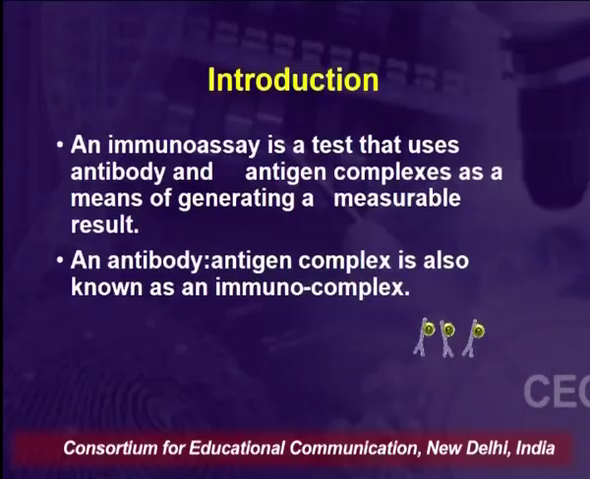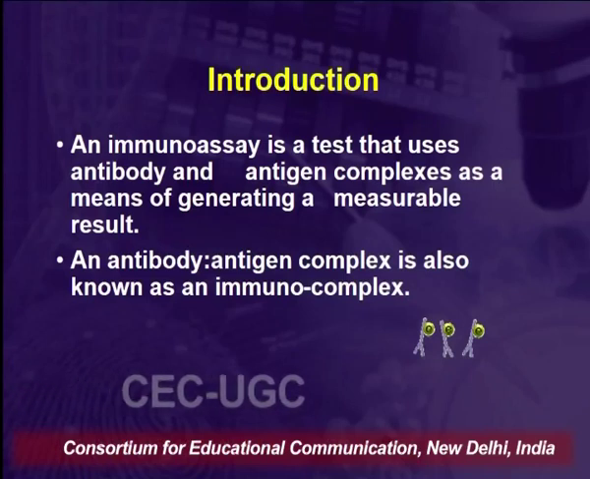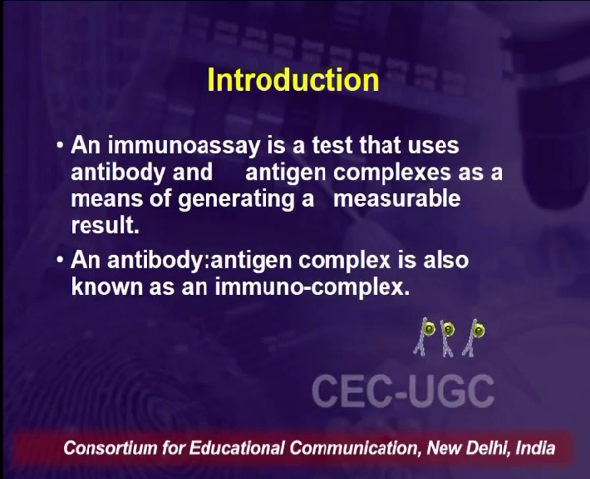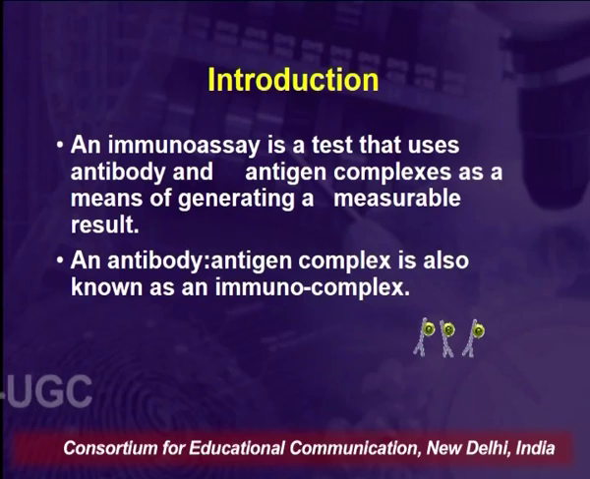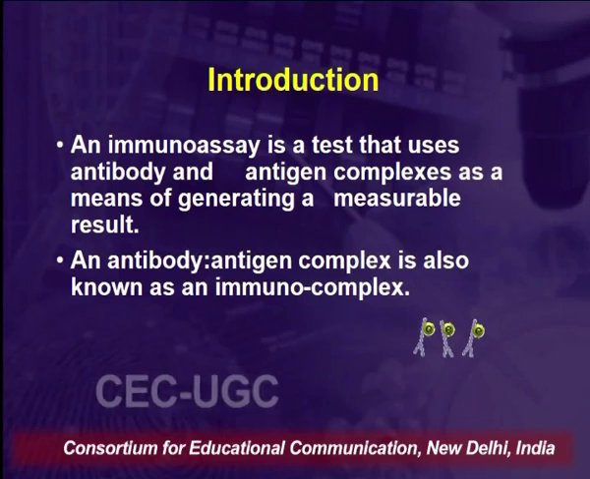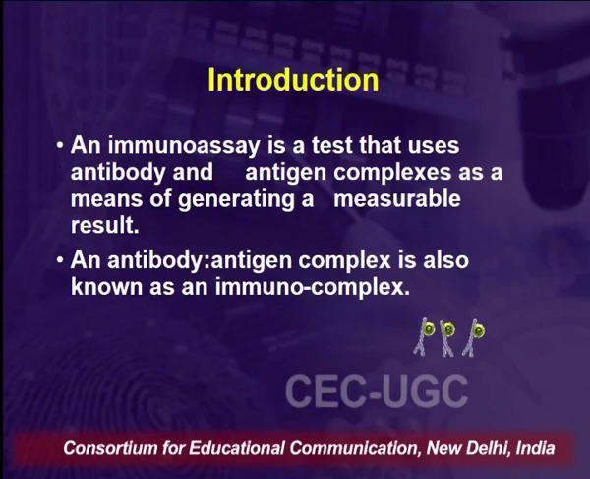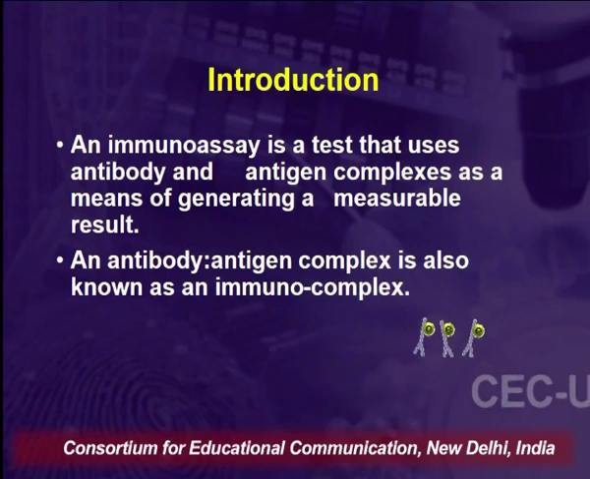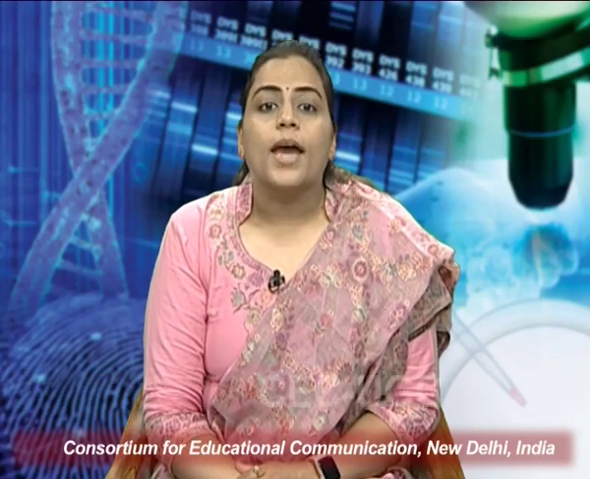So, immunoassay is a test that uses antibody and antigen complexes as a means of generating a measurable result. Measurable result means whether the antigen combines with the antibody or not, and if the antigen shows a reaction with the antibody, how much antigen or antibody is present. So, immunoassay methods are qualitative as well as quantitative methods. An antigen antibody complex is also known as an immunocomplex.